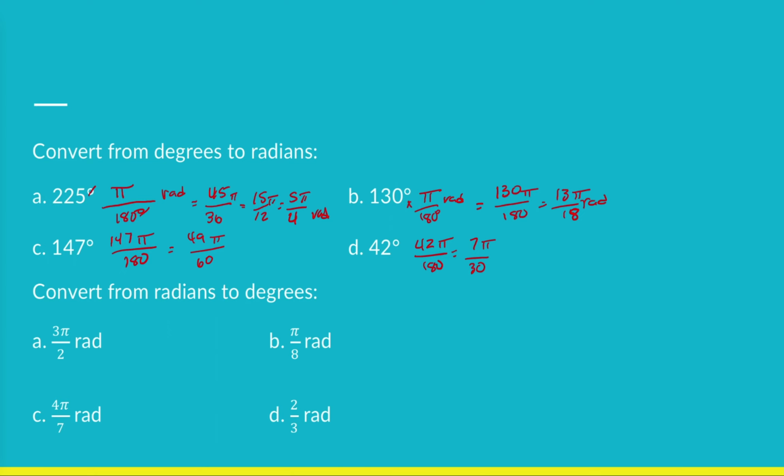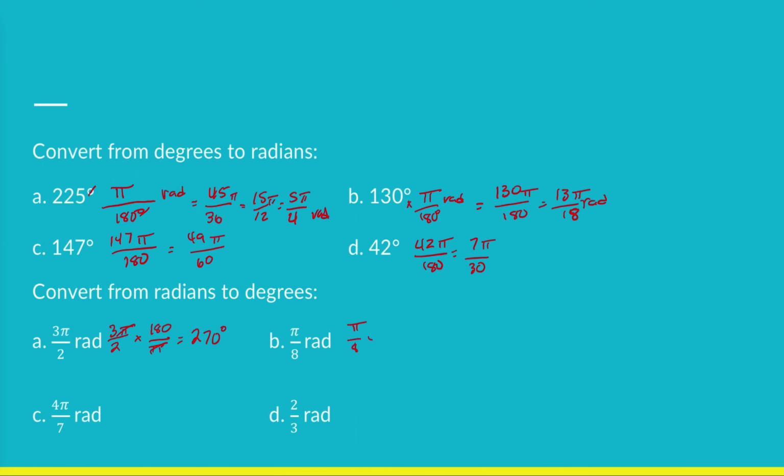And then to convert from radians to degrees, we just do the same thing but backwards. Instead of multiplying by pi over 180, we multiply by 180 over pi. So 3 pi over 2 times 180 over pi. Your pi's cancel out, and that's going to be 3 times 180 over 2, or 3 times 90 is 270 degrees, which is also on your unit circle.